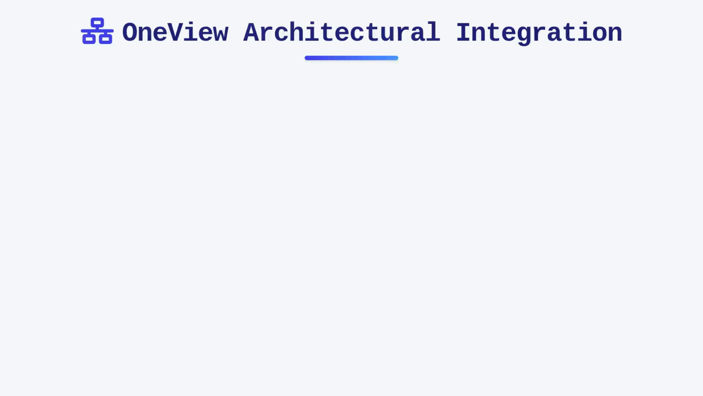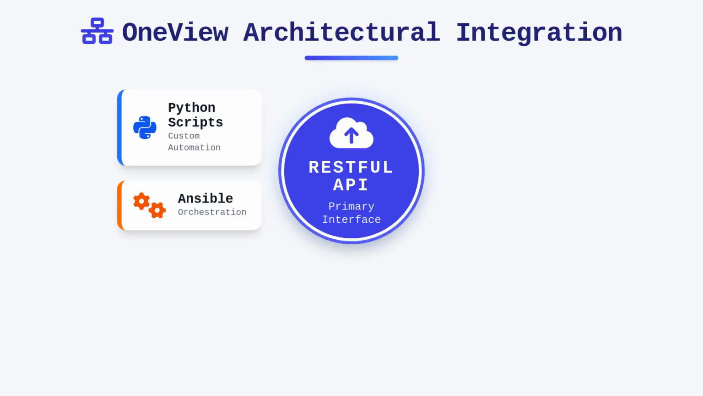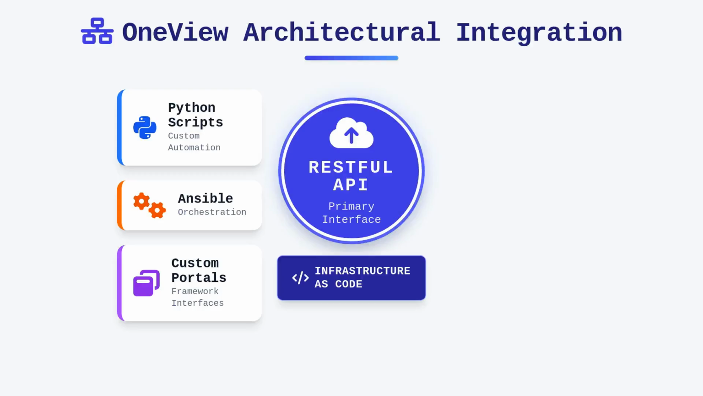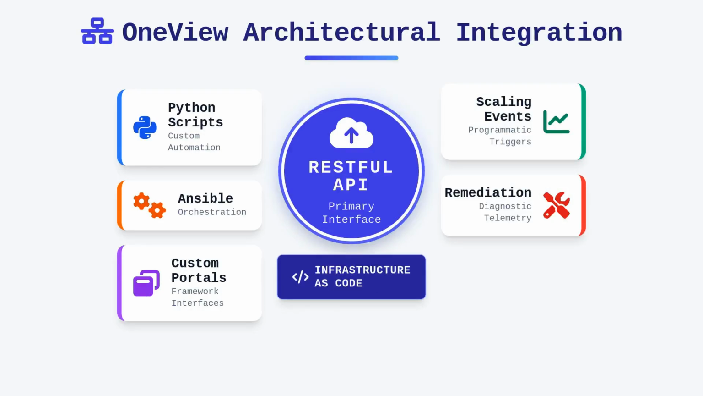Architecturally, we must address the integration metrics and resource algorithms that govern how OneView interacts with the broader hybrid cloud ecosystem. The platform exposes a comprehensive RESTful API, which is the primary interface for any serious integration with external automation tools such as Python scripts, Ansible, or custom portal frameworks. By treating your infrastructure as code, you can programmatically trigger scaling events or remediate configuration anomalies based on diagnostic telemetry.